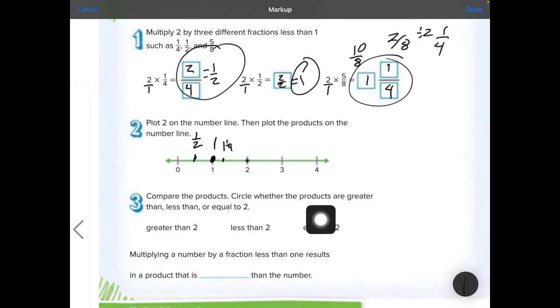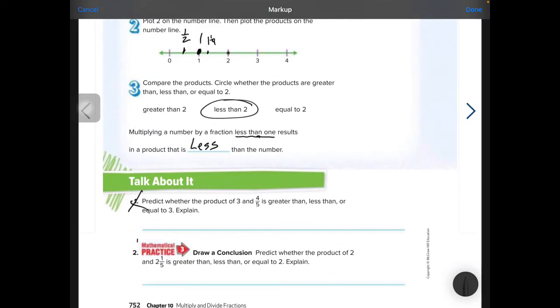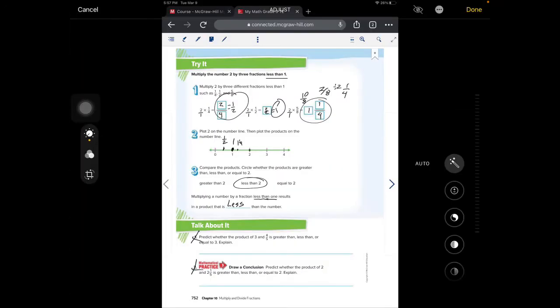Compare the products. Circle whether the products are greater than, less than, or equal to 2. Well, 2 times 1/4 made it quite a bit less than 2. 2 times 1/2 made it less than 2. 2 times 5/8 made it way less than 2. So they're all less than 2. So multiplying a number by a fraction less than 1 results in a product that is less than the number. Okay, we're going to skip that one and skip that one.